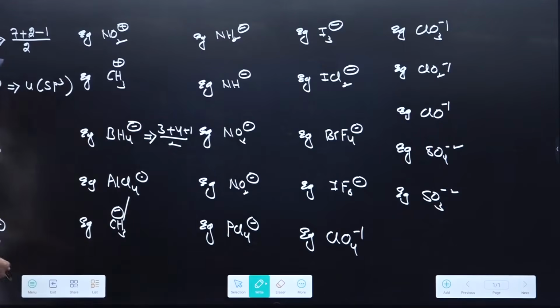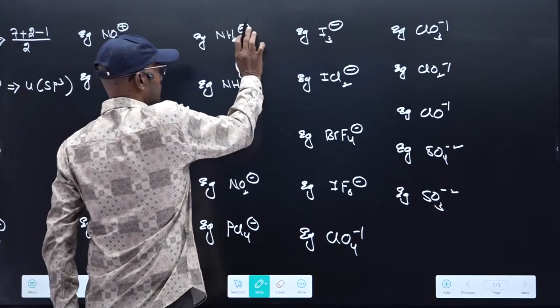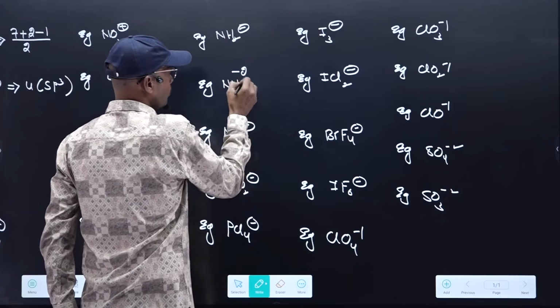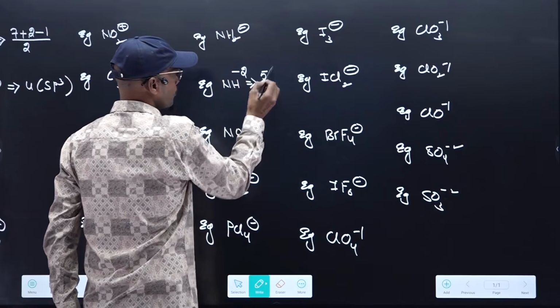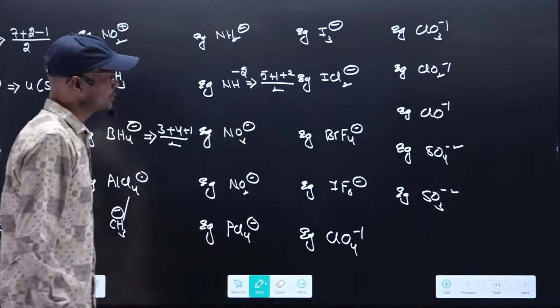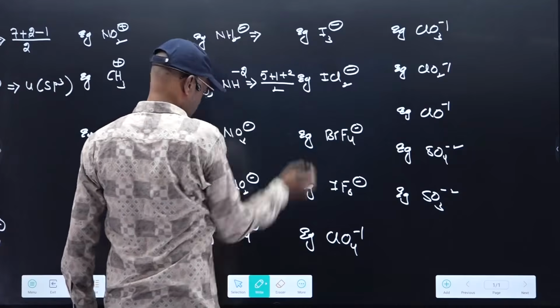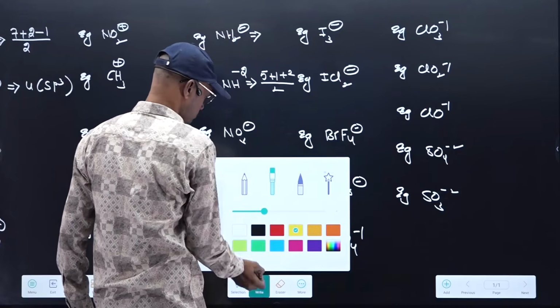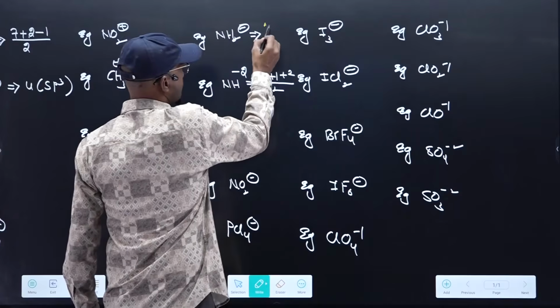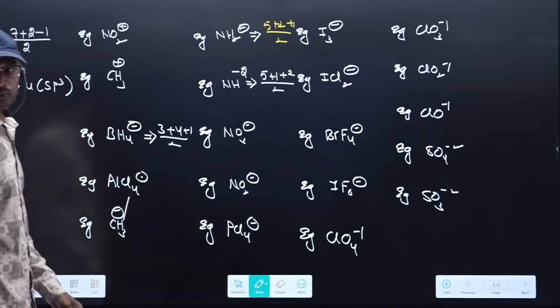So work out all the remaining examples. They are very easy. What about NH2 minus? Minus 2 it is, not minus. NH2 minus, imido. This is 5 plus 1 plus 2 by 2, 8 by 2. And here also the same or not? See, 5 plus 2 plus 1 by 2, 8 by 2, 4, sp3.